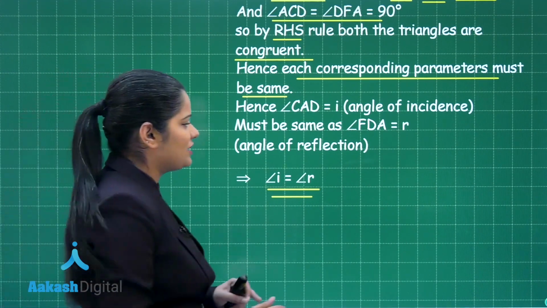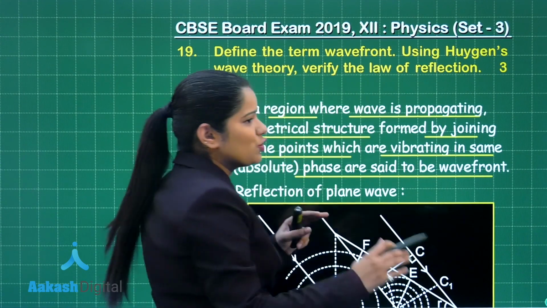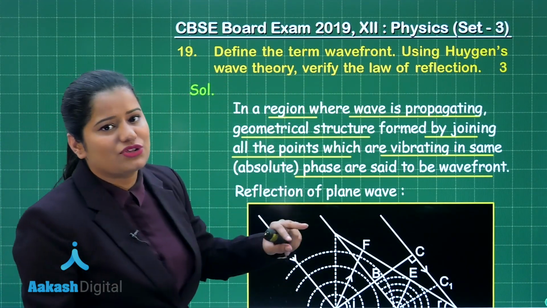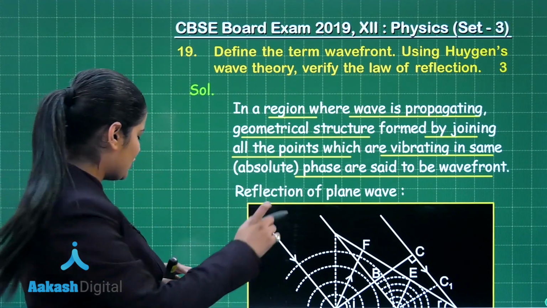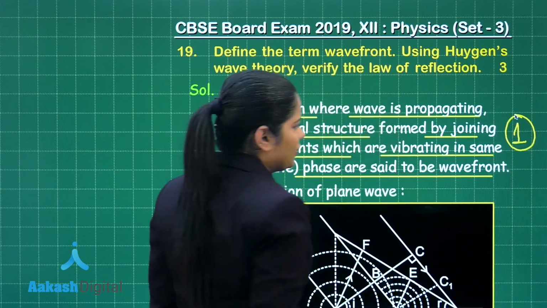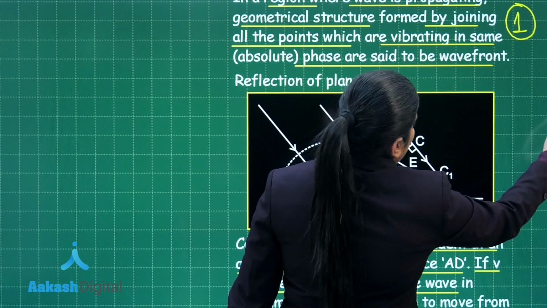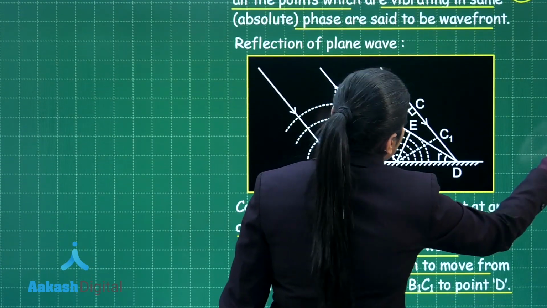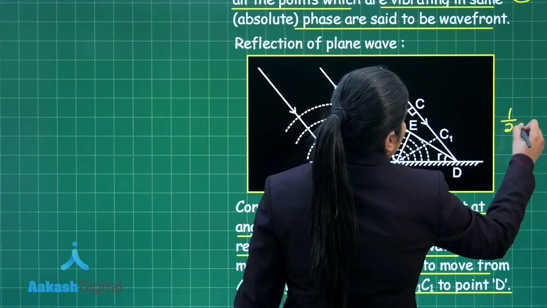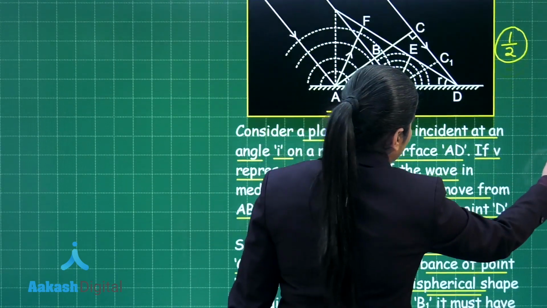I hope this discussion is quite clear to you. Now let me explain the marking scheme for this choice of the question. Here we were first asked to define the term wavefront. When you define it correctly, you are going to get 1 mark for this. Further, for the remaining explanation you are going to get 2 marks, and let me explain how the marks will be divided. You will get half a mark for drawing this diagram showing all the wavefronts and the waves.